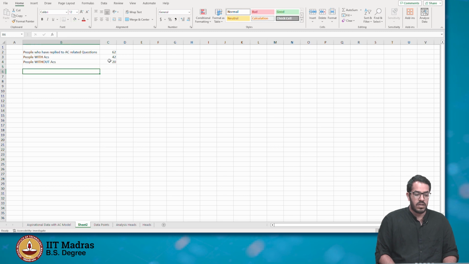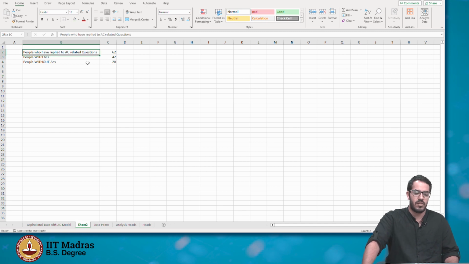Okay, now this was a simple filter application and it didn't give us much of an insight, because we know how many people have replied and we know how many own an AC, how many do not own an AC. But as an organization, we of course need more information about how our users are behaving and where all they are functioning and what is exactly happening to them and with them.